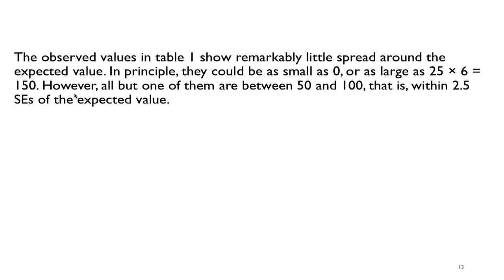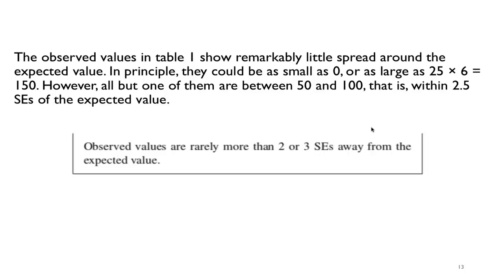So that says that when we actually do this out, the numbers that we get are within 2.5 SE from the expected value. So that's what we observed. The observed values are really no more than 2 or 3 SE from the expected value.